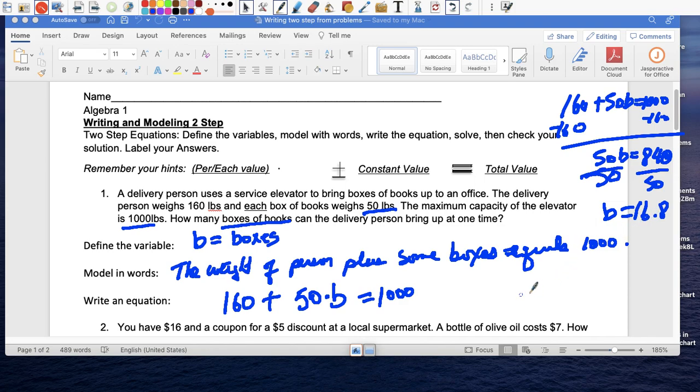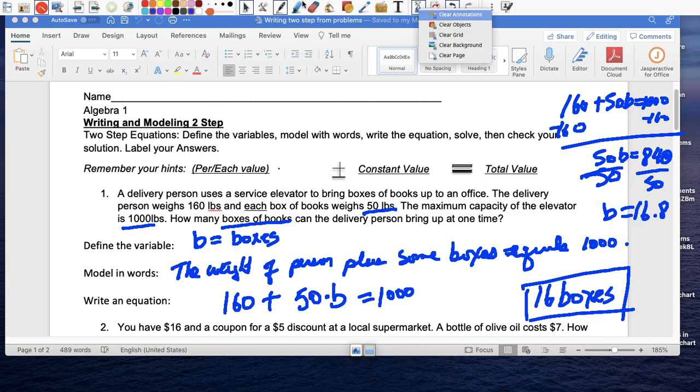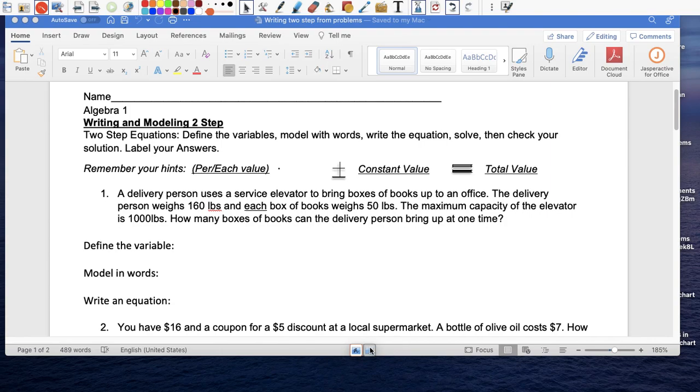So obviously the answer here is actually 16 boxes. You can't take a partial one. You're not going to cut the next box into a tenth. So full boxes would be 16 boxes. So he can take himself and 16 full boxes. And that's what you're looking for. All right, so that's the idea.